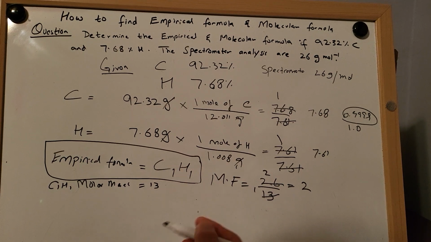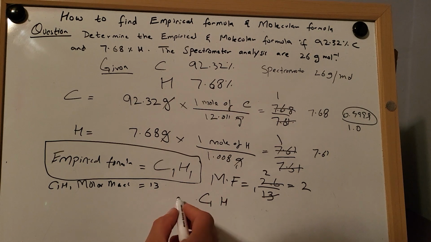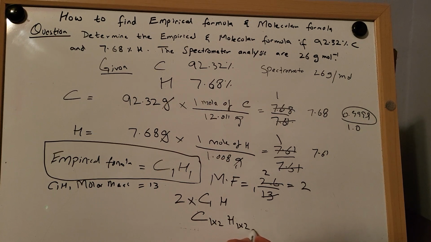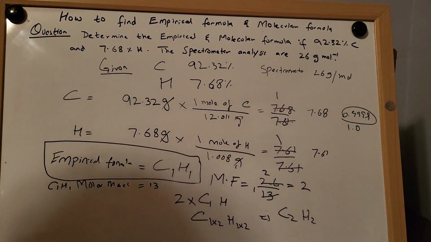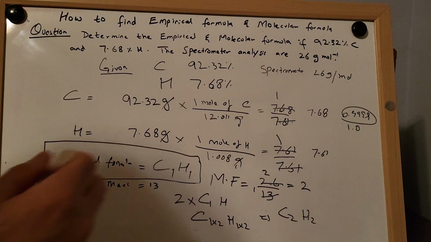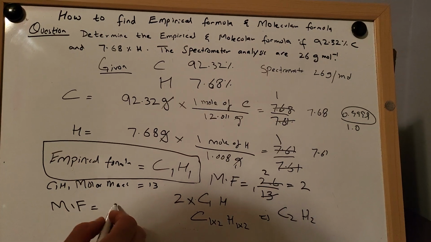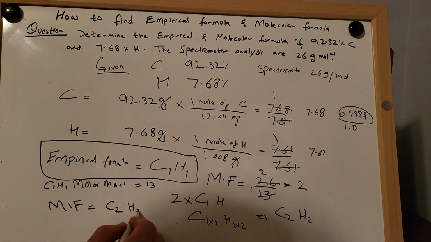So you have C1H1. Now you're going to multiply with 2. So it's going to be C1 multiplied by 2 and H1 multiplied by 2. So what you got is C2H2. That's your molecular formula. So the molecular formula will be C2H2.